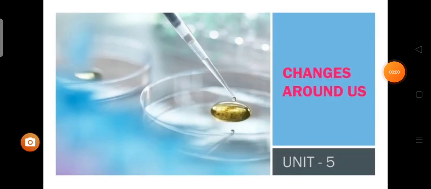Morning, dear students. We see Standard 7th Science Unit 5, Changes Around Us. Many things we see in our life are changing. We see a number of changes in our surroundings. Some of them are physical changes and some of them are chemical changes.